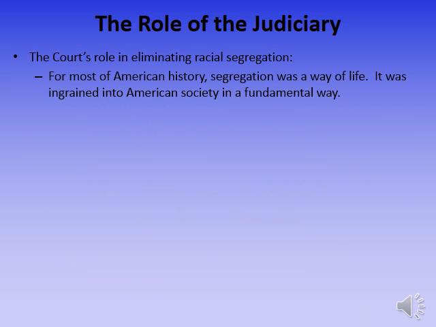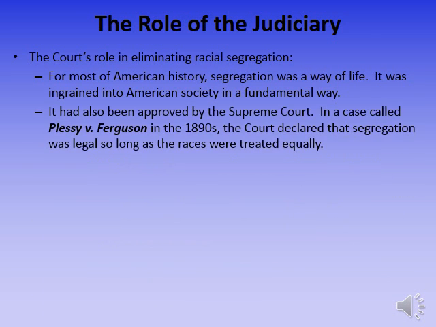We talked about that with the Brown case. Remember that for most of American history, segregation was a way of life. It was just ingrained in American society in a fundamental way. Before July 4, 1776, there was slavery in this country. So segregation was there as soon as the country was founded. And segregation had been approved by the Supreme Court in Plessy versus Ferguson in the 1890s, where the court declared that segregation was legal as long as the races were treated equally.